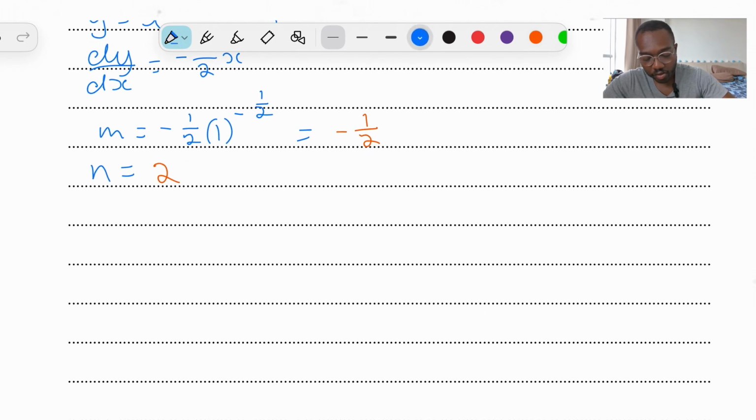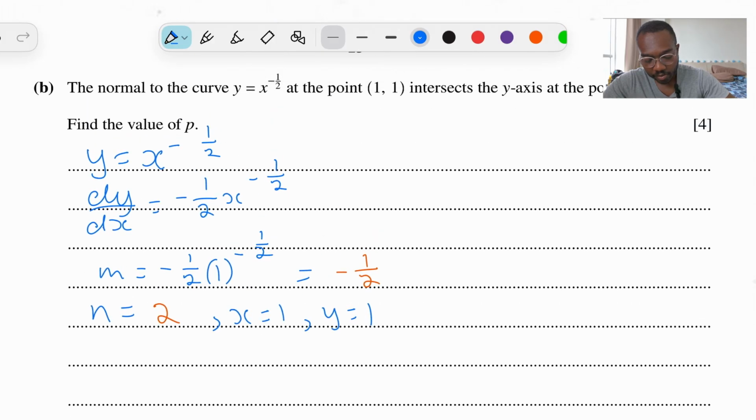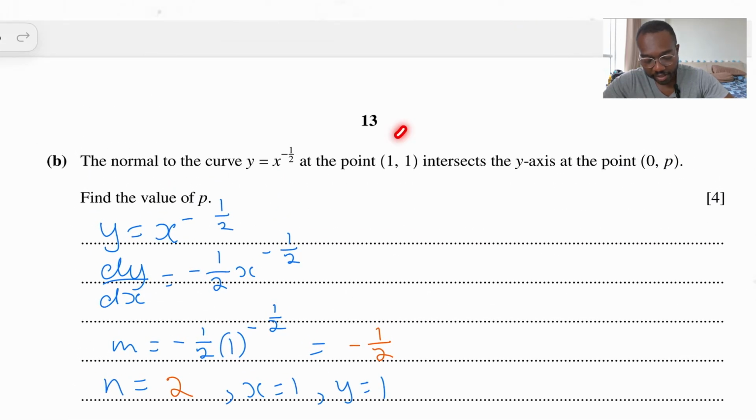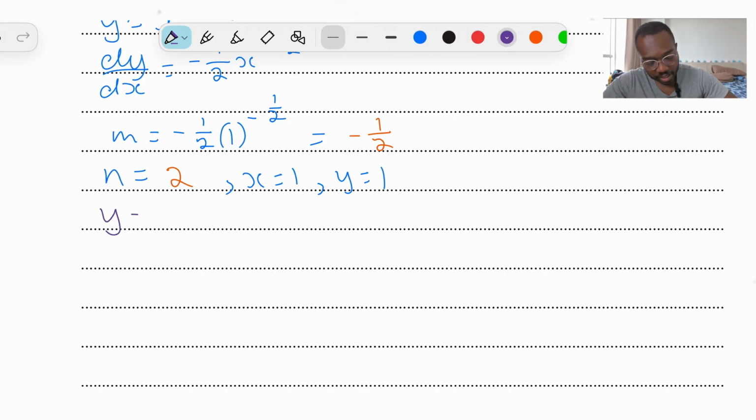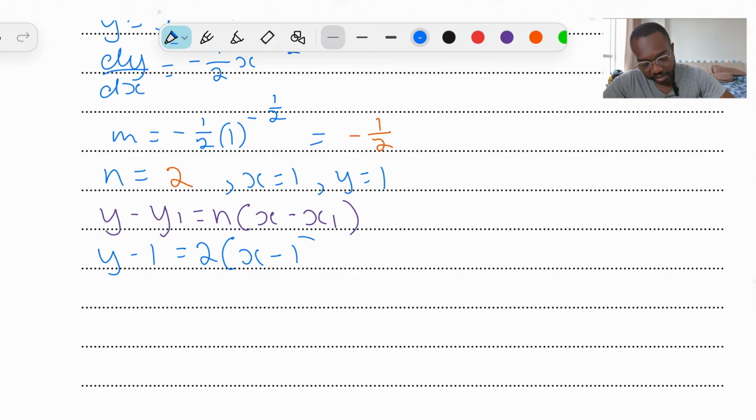So if we get n is 2, we know that x is 1 and y is 1 because those are the 2 points we have of intersection. We just need to put that into the form y minus y1 is equal to n, being the normal gradient, times x minus x1. Therefore, we get y minus 1 is equal to 2 times x minus 1. We get y minus 1 is equal to 2x minus 2. Therefore, y is equal to 2x minus 1.